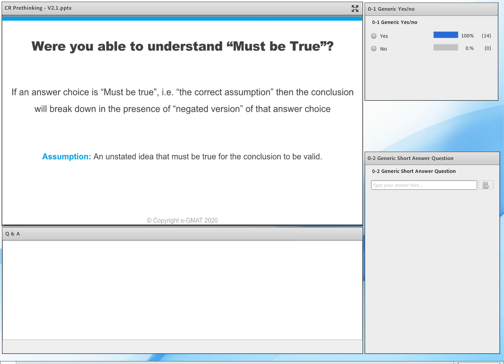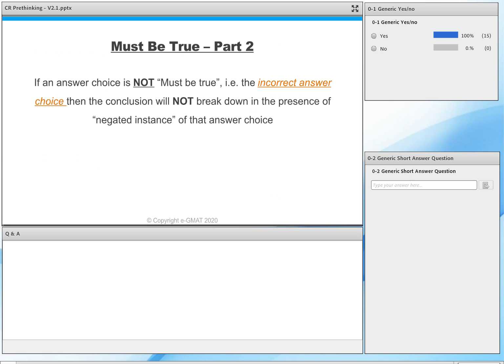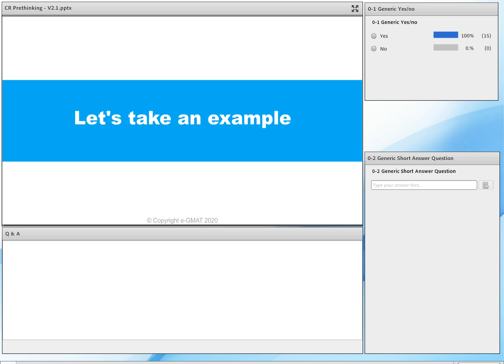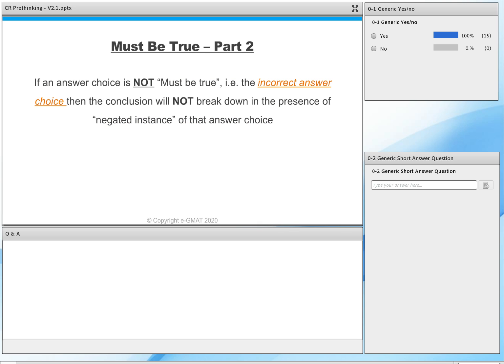Okay. So this is the must be true aspect of the assumption, and it comes truly from the very definition of an assumption. Why? Because it's an unstated idea that is required, or must be true, for the conclusion to be valid. Okay. Now it also cuts the other way. If you're talking about an incorrect answer choice, then the conclusion will not break down in the presence of its negated instance. That's the very definition of it.